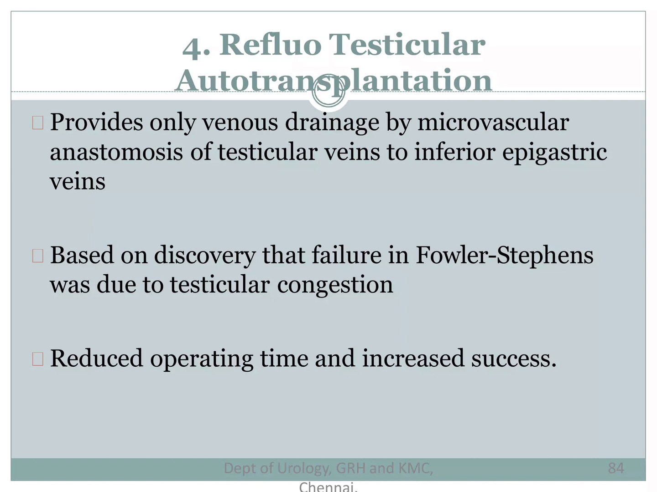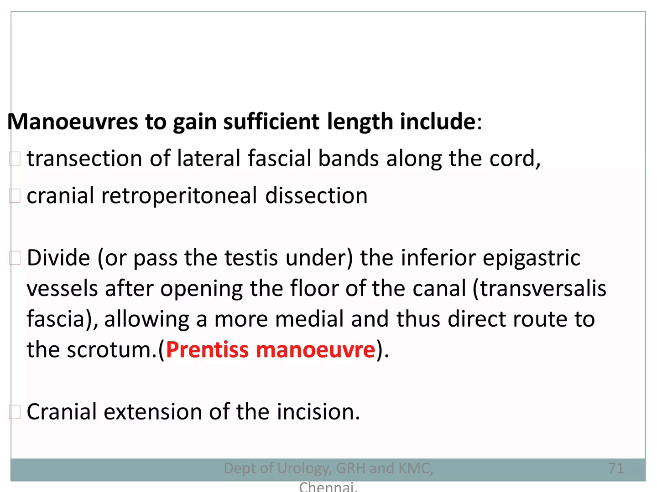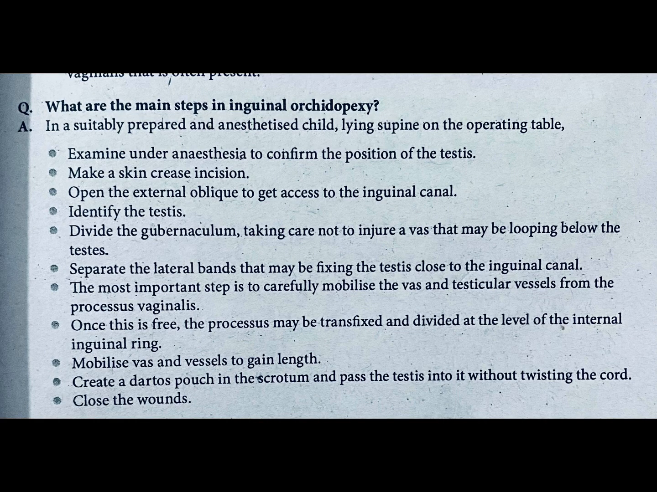And the second maneuver is cranial extension of the incision: just extend your incision in the cranial direction. And the third, we can go for dissection of the retroperitoneal attachment of the cord, and that can also give us some length. So these are the various maneuvers to gain sufficient length during orchidopexy. And what are the steps of inguinal orchidopexy?